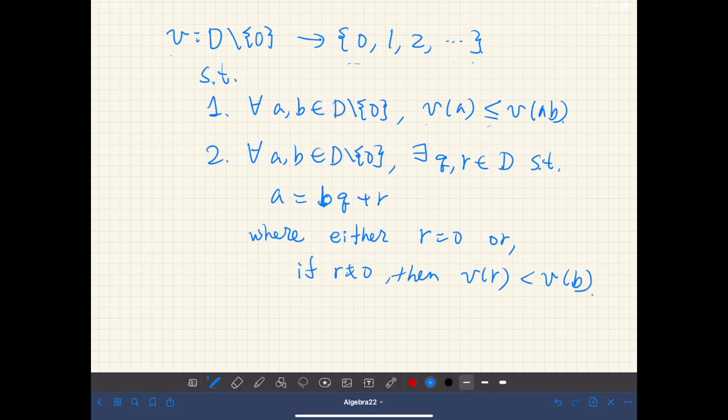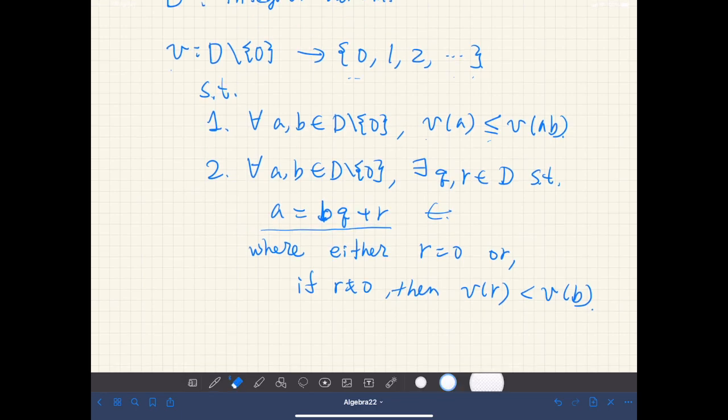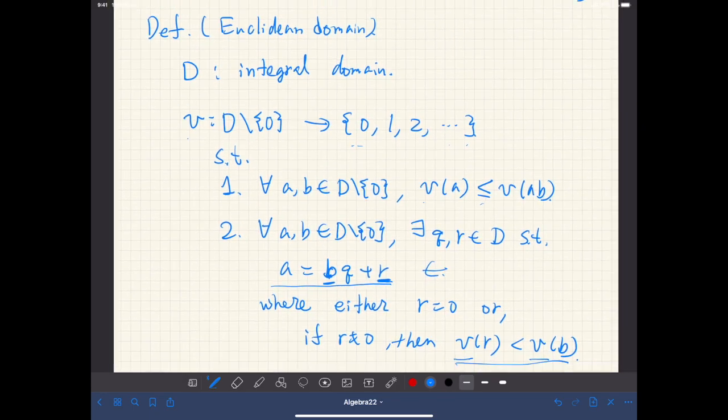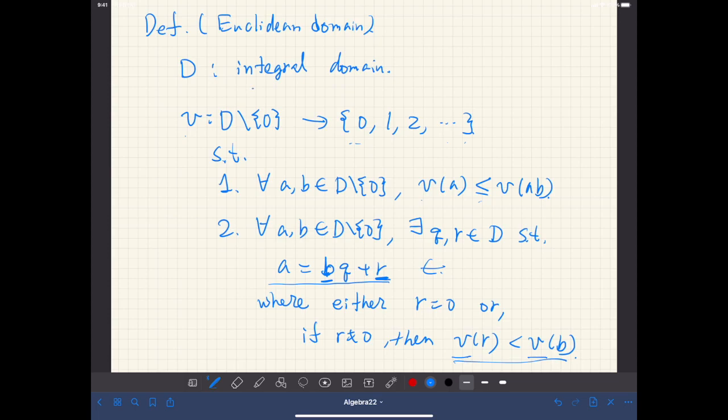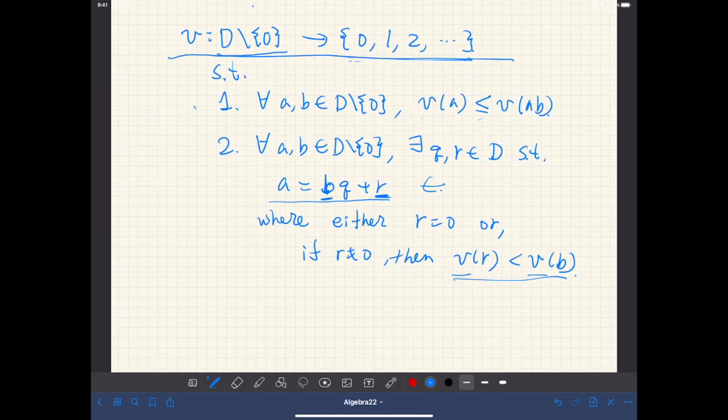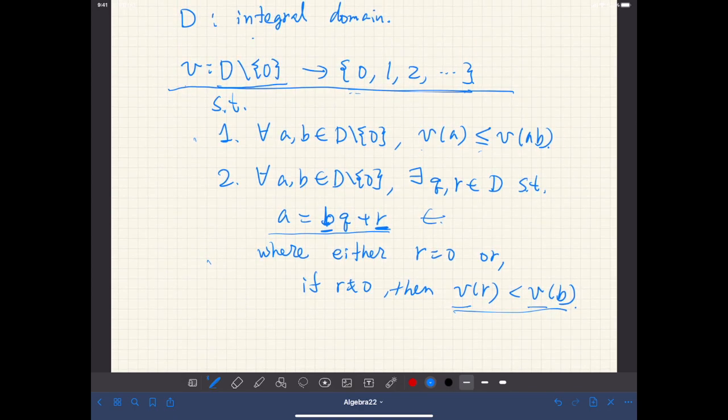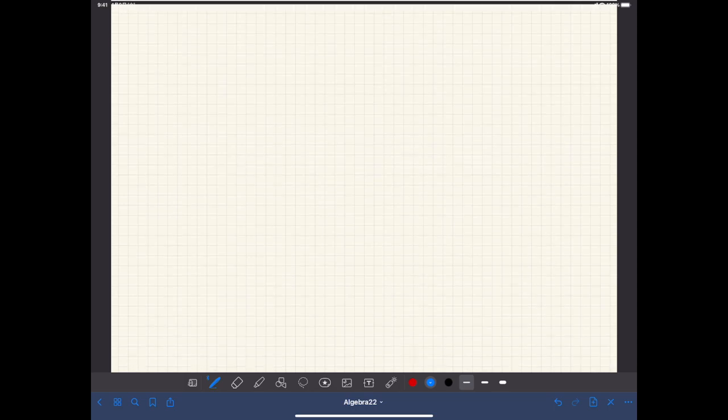Okay, so basically we are saying that we have some kind of division algorithm, but in this case we are not comparing this remainder with this B directly, but in terms of this function, this mapping V. So anyway, a Euclidean domain is an integral domain such that there exists a mapping from D except for 0 to non-negative integers such that these two properties are satisfied. Okay. Let's see a few examples.